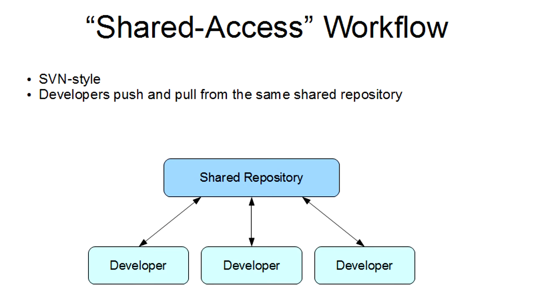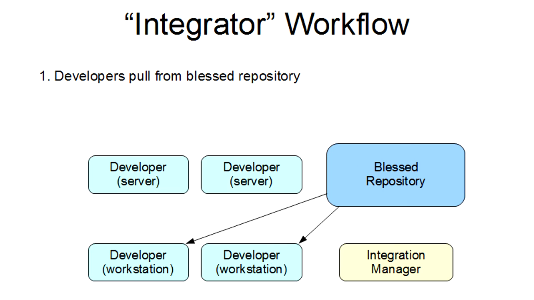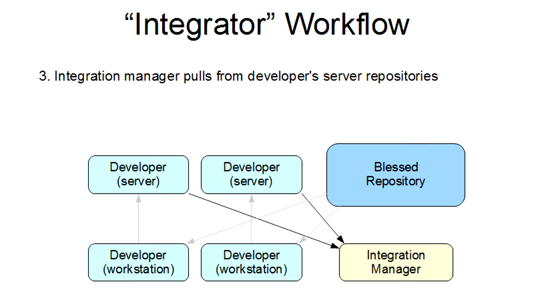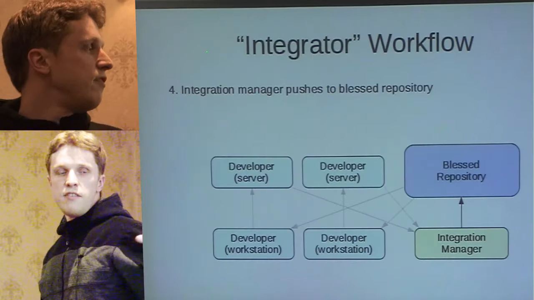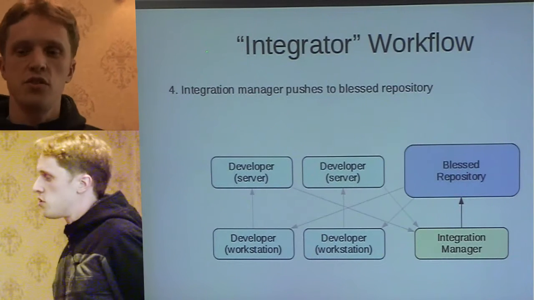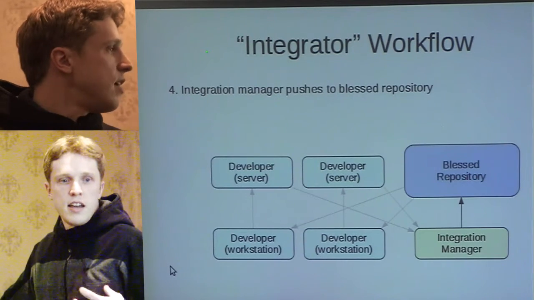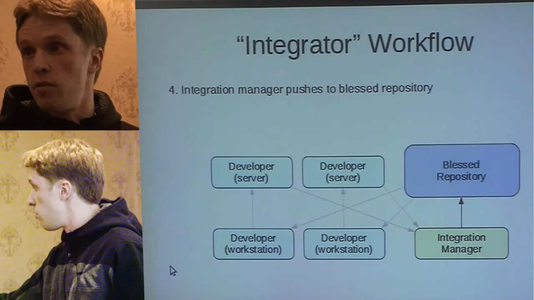The shared access workflow, very close to Subversion style. You've got one shared repository, and the developers all commit to it equally, exactly like Subversion. Integrator workflow happens in multiple steps here. We start with a blessed repository. The developers clone it onto their own workstations. They push it up onto a server version of their repositories, and then it gets downloaded to an integration manager and pushed back up. The advantage of this method is that the integration manager serves the role of being like a gatekeeper. Only changes that they approve related to the project actually show up inside of the repository.